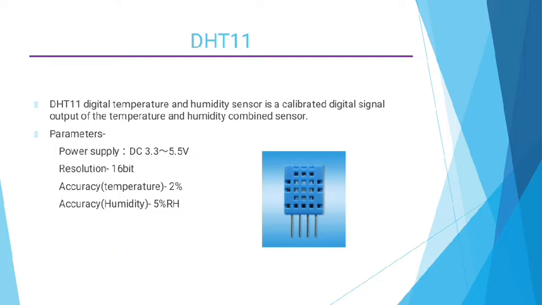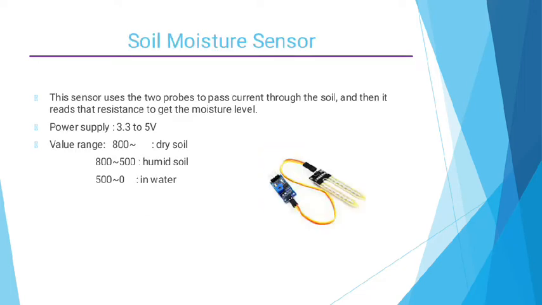The first sensor we have used is a DHT11. We are using the DHT11 sensor to measure temperature and humidity. In the DHT11 sensor, we have three connections required to use the sensor, that is VCC, ground and output. The parameters of the DHT11 sensor are DC 3.3 to 5.5 volt, resolution 16-bit, accuracy of temperature 2%, accuracy of humidity 5% RH. Next is a soil moisture sensor.